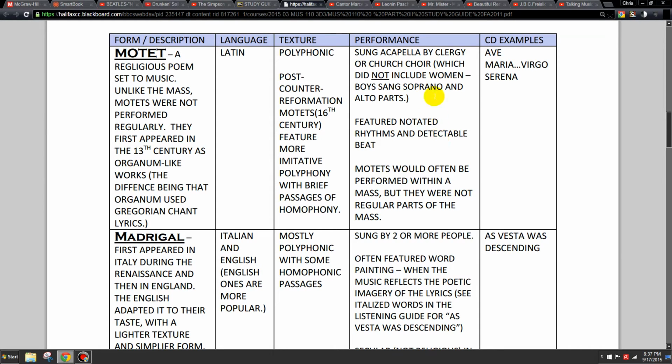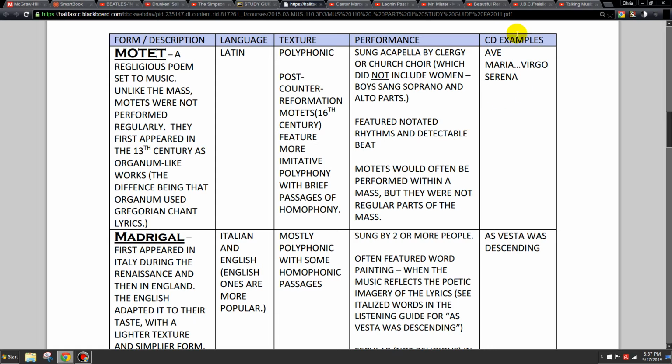It usually is going to, like we said, be a cappella. It's not going to have instruments because even up towards the 16th century, instruments were still looked down upon in the Catholic Church. And our example here is the Ave Maria Virgo Serena. So make sure you check that out.